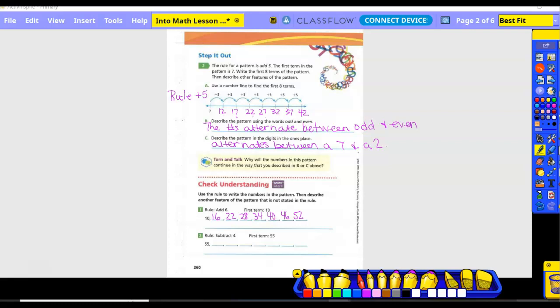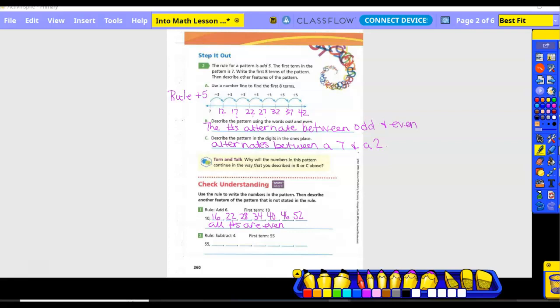Okay, so we know that one of our rules is to add 6, right? So going back up to what we did on number 2, what's something else that we can notice with this? Are all those numbers what? They're all even. Okay, so all numbers are even. Okay, next one, our rule is subtract 4, and they want us to start at 55.